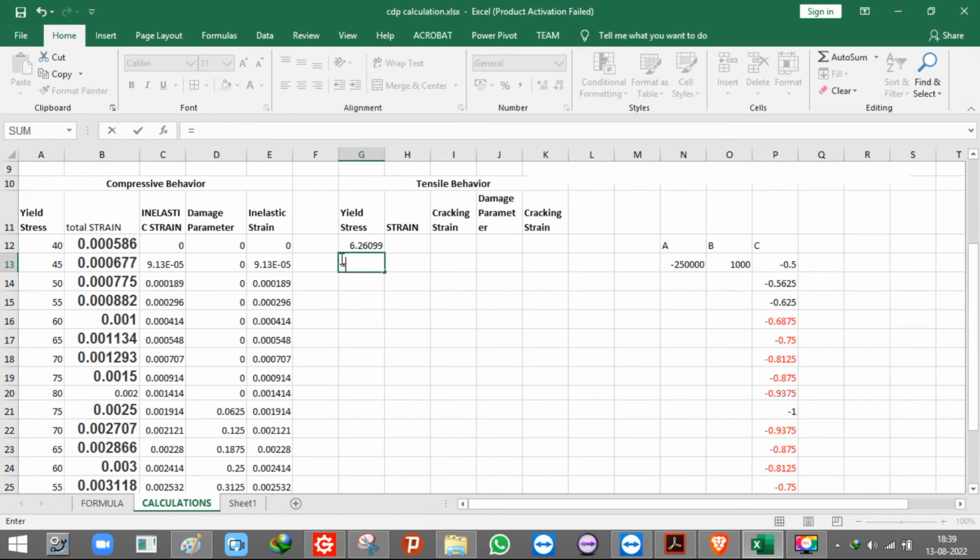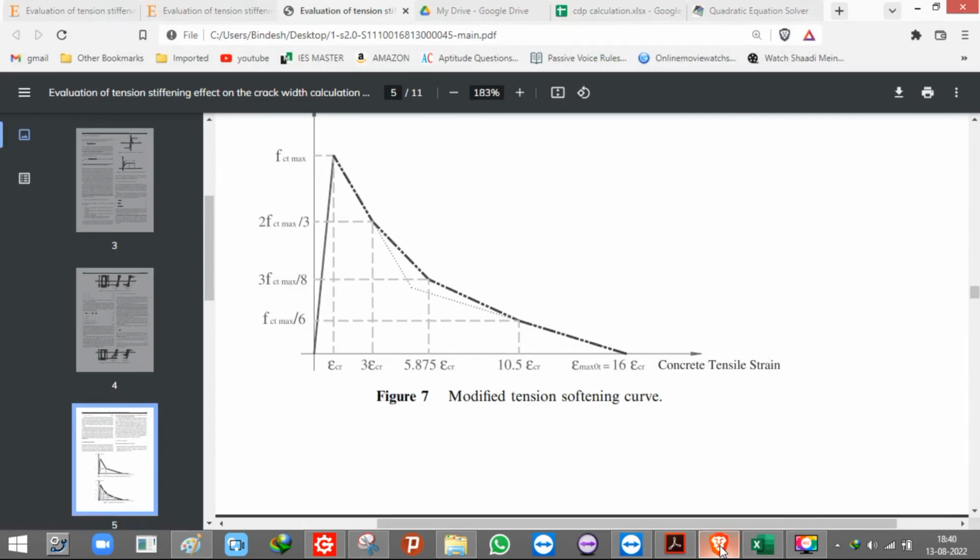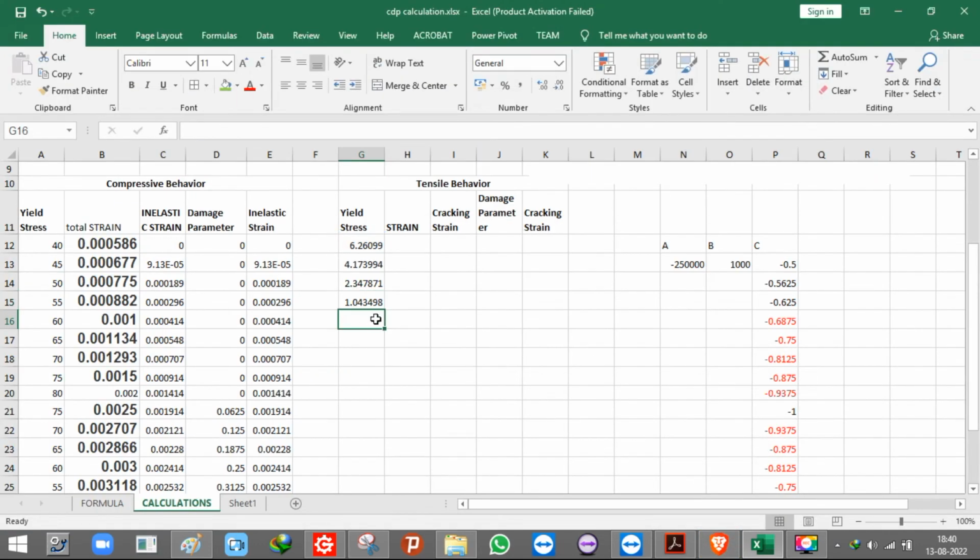So it will be this multiplied by 2 divided by 3, and again this should be multiplied by 3 divided by 8, and again this should be multiplied by 1 divided by 6, because if you see, it is 2/3, 3/8 of FCT max and 1/6 of FCT max. So we have got our yield stress values.